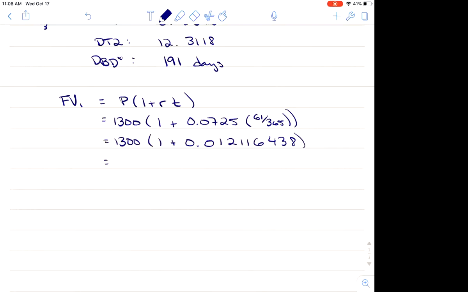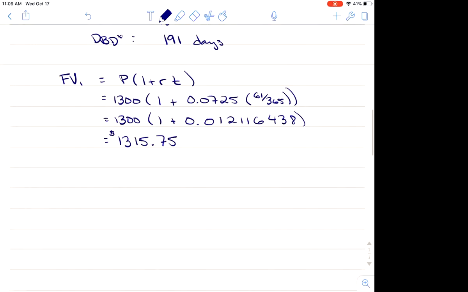Plus 1. I'm going to skip this step where I write out 1,300 times 1.012, and just go straight to times 1,300, 1315.75, rounding to 2 decimal places right away because we know we're talking about money. Nice. So that's the first future value she has to pay off.